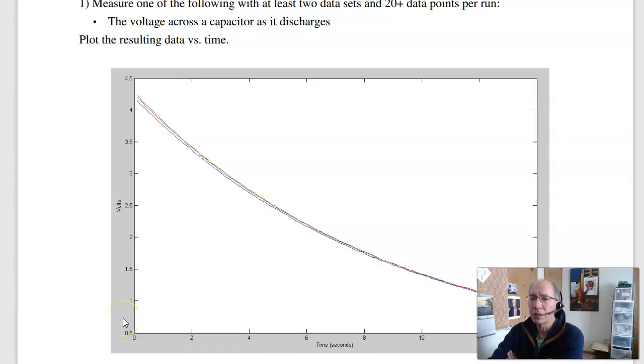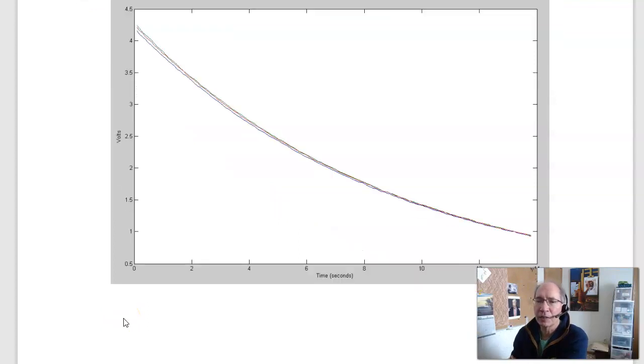The net result, after doing that 3 times, is I have 3 sets of data. This is a 100 microfarad capacitor discharging, measured with your PIC processor. Now I want to convert that to a number, and the number that I want is the capacitance.